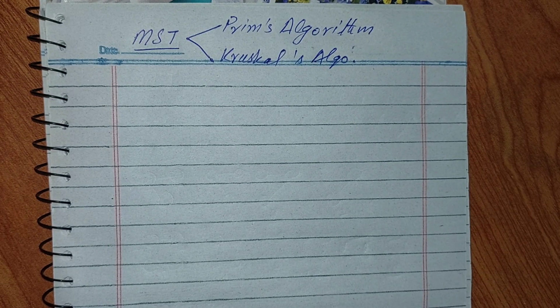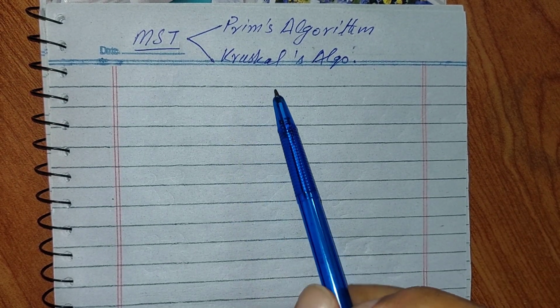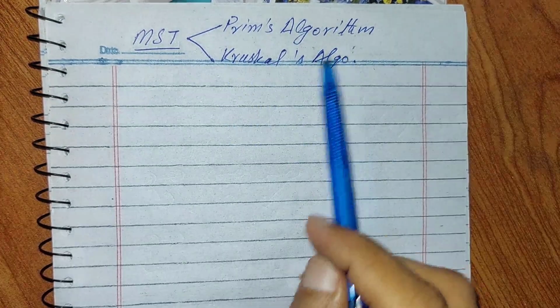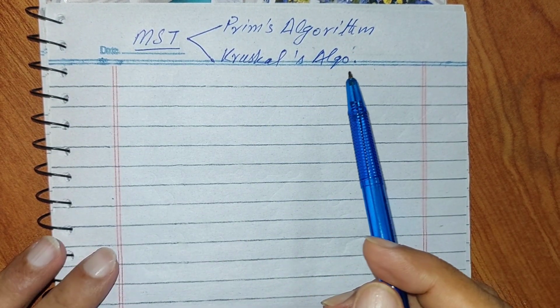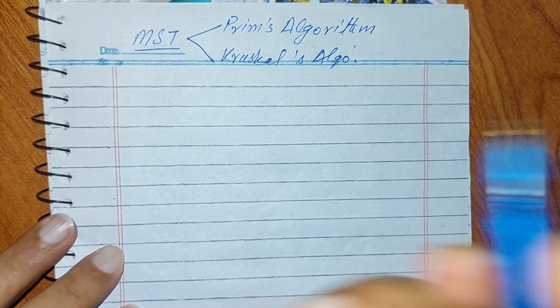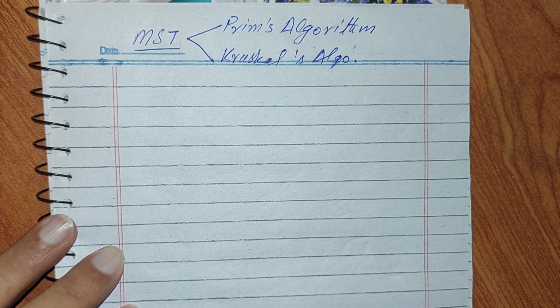Okay, coming towards the algorithms. There are basically two algorithms in this course: one is Prim's algorithm and the other one is Kruskal's algorithm. Starting with the first one, that is Prim's algorithm.